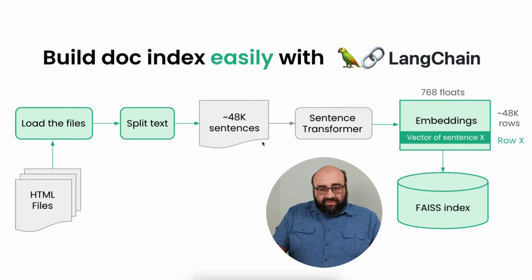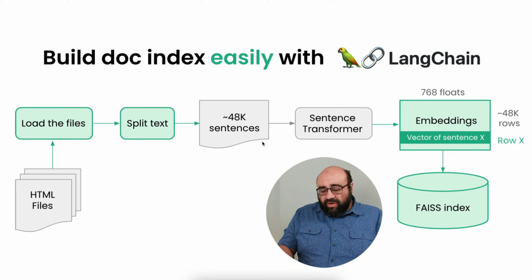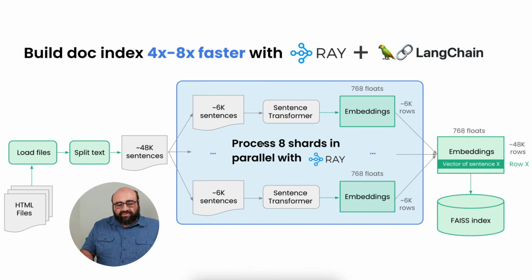All right, so this works really great. The only issue is it takes a few minutes. Now, obviously here, docs.ray.io is not very large. It's about 130 megabytes. But having something this slow operate at scale could be an issue. And this is where the power of Ray and LangChain together becomes really impressive.